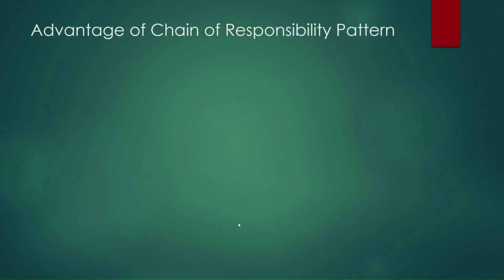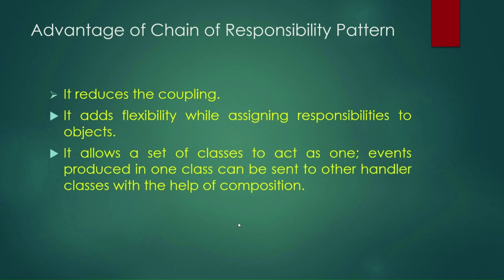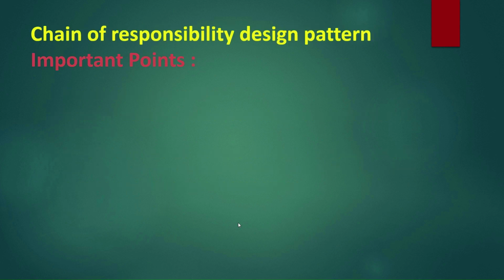So we'll see the advantages of the chain of responsibility pattern. It reduces the coupling, right? So this is the advantage. Once the coupling is reduced, it's easy to maintain the code. It adds flexibility while assigning responsibility to objects. It allows a set of classes to act as one; an event produced in one class can be sent to the other handler classes with the help of composition, right?